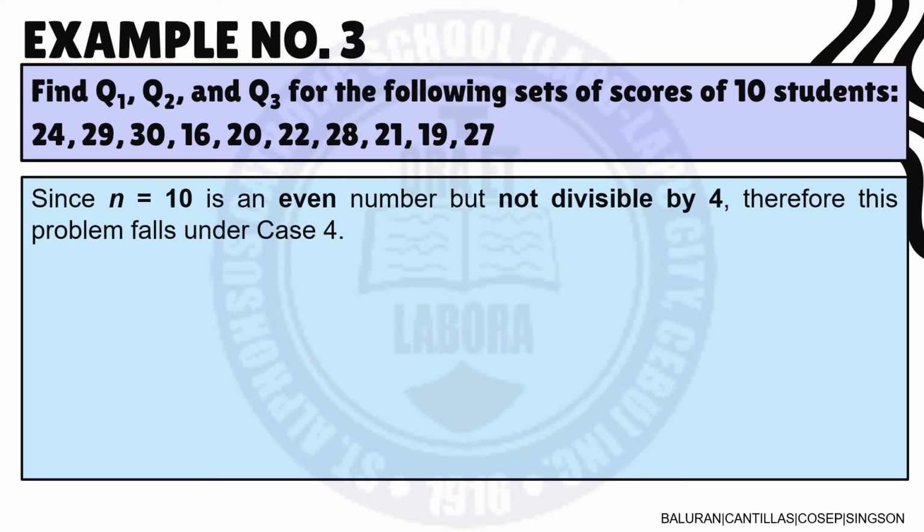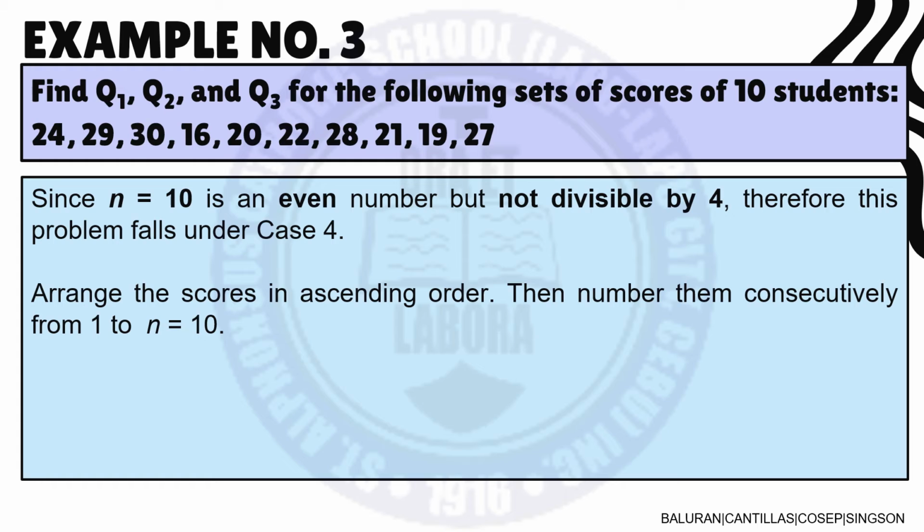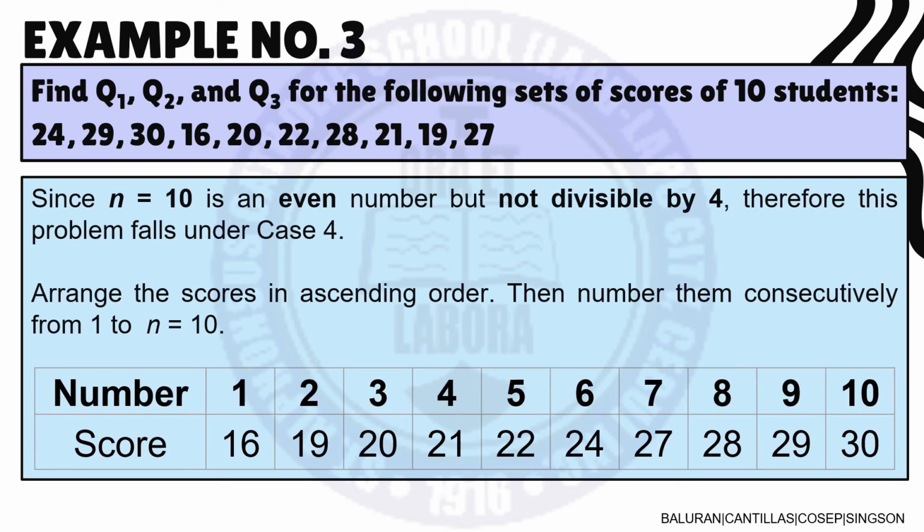So first, we have to identify our n in this given data. N is equal to 10, and 10 here is an even number, but it is not divisible by 4. Therefore, this problem falls under case 4. The next step is to arrange the set of scores in ascending order from smallest to highest. Then number them consecutively from 1 to n equals 10. So we can present that one through the table.